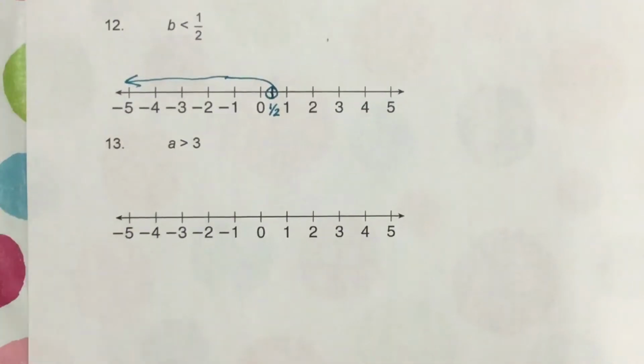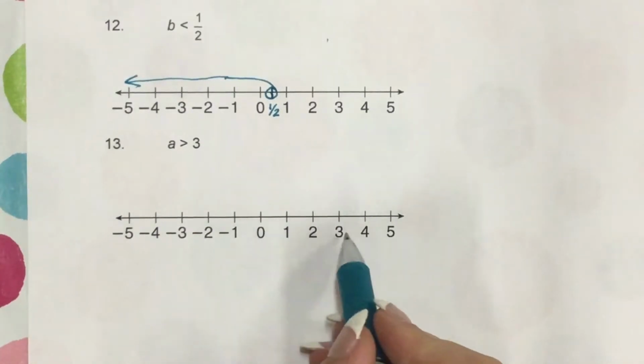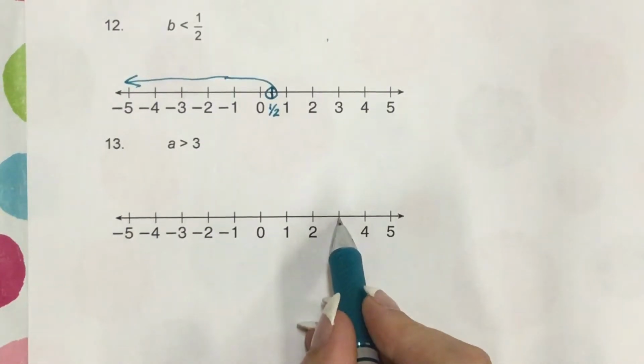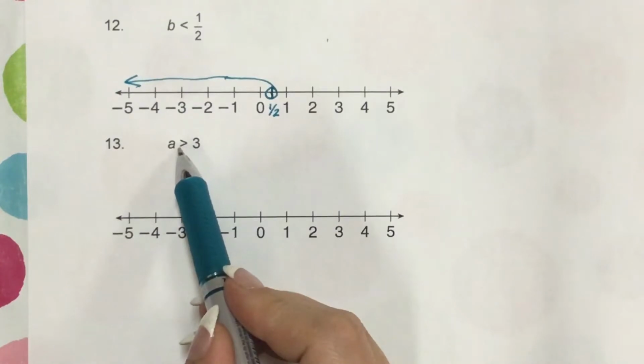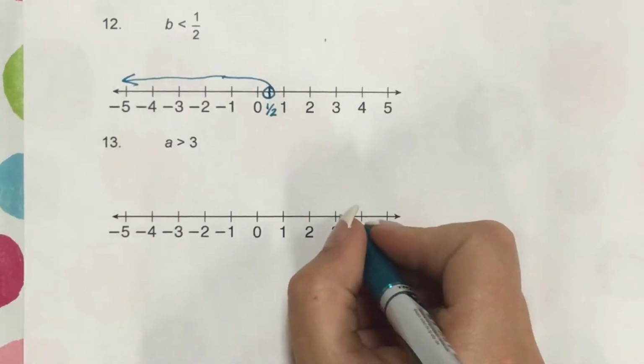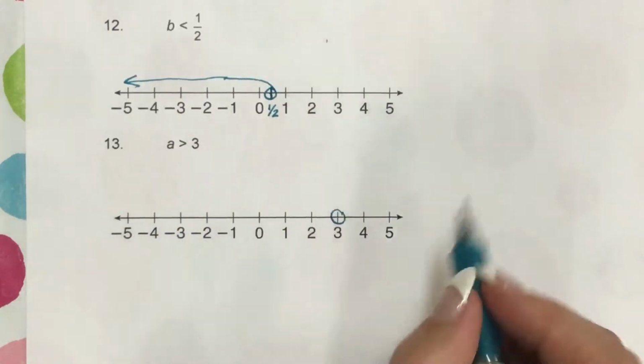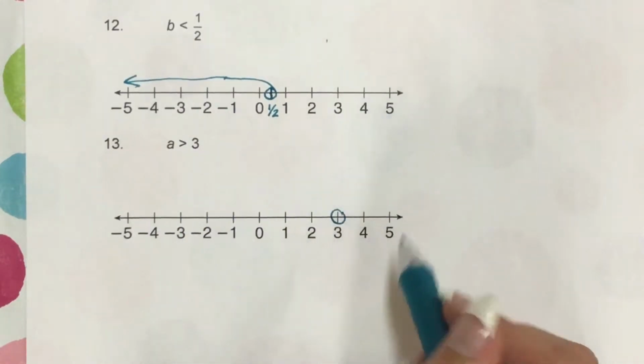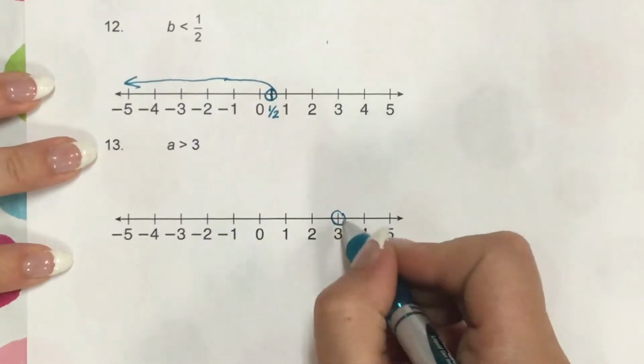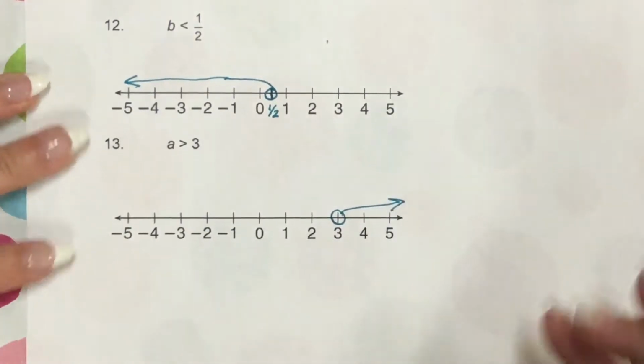Okay, on to 13. This is a is greater than 3. So we're going to go to 3. 1, 2, 3, it's right here. We have to figure out what circle to put at 3. And this would be an open circle. It does not include the number 3. And a is greater than 3. So a would be all the numbers that are bigger than 3, which go this way. So that's how you graph it.